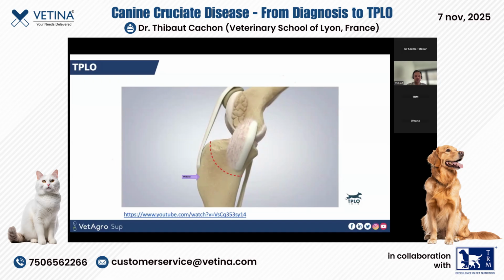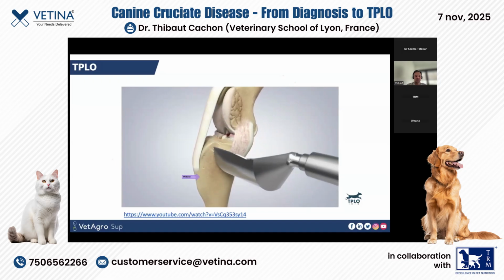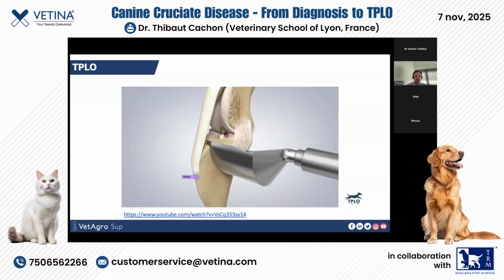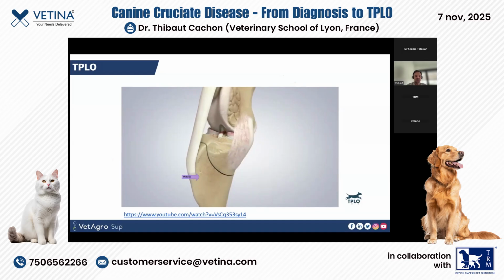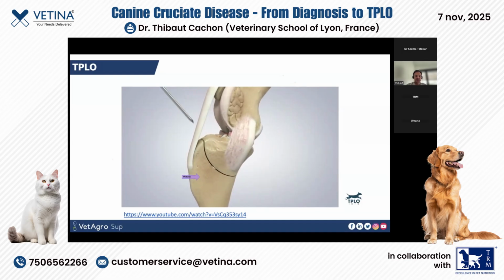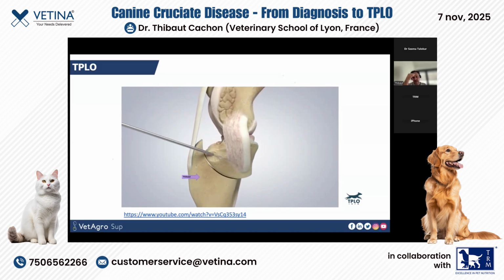You put your saw blade where you plan on the X-ray, and you start to cut with a specific saw blade to do a circular cut in the proximal part of the tibia. With a pin, you are going to rotate the proximal part of the tibial plateau to get a tibial plateau slope of 5 to 6 degrees.